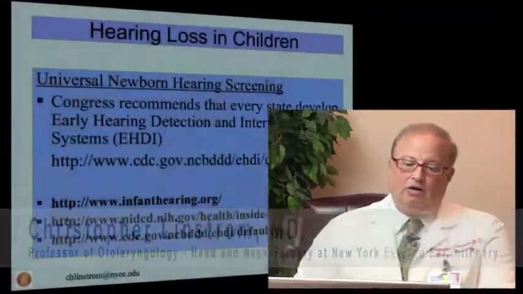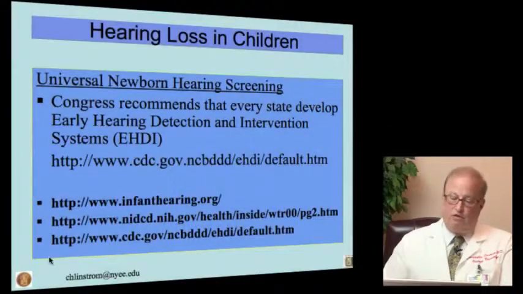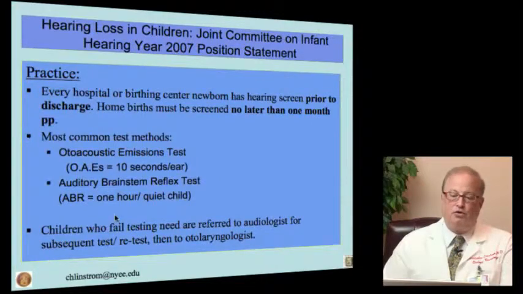And if a child fails, we want to know the reason. Maybe there's some fluid medial to the drum or a tough wax impaction. Okay, let's try to get that cleaned up and we'll retest that child. These are some references for you, and again, we'll have them available to you.